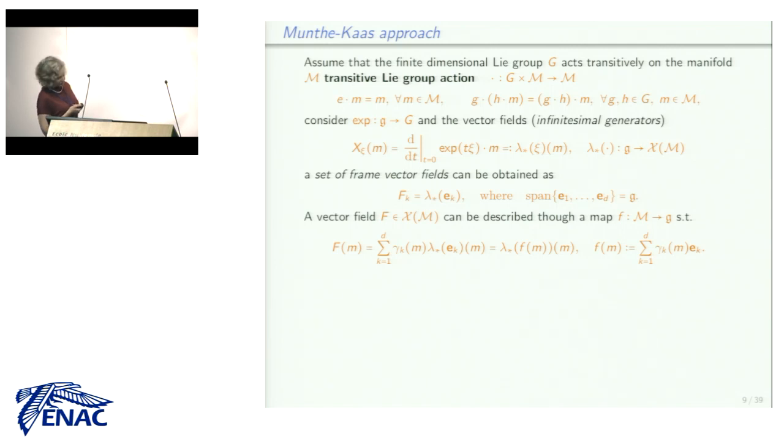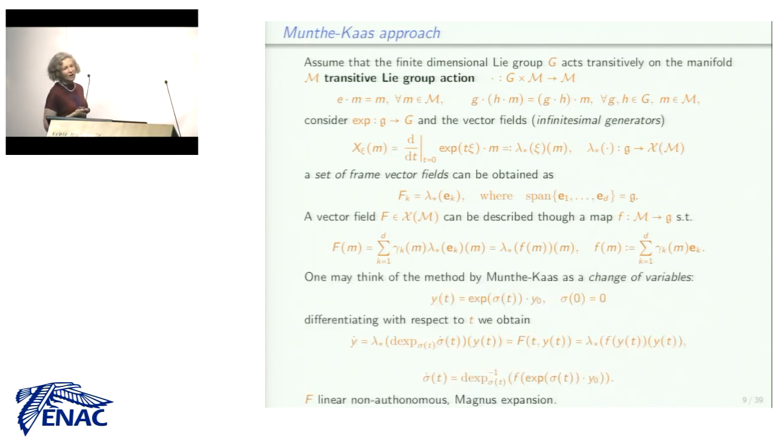But okay, let's see. So your vector field now at the point M can be expressed by means of these produced frame vector fields by means of the Lie group action. I said lambda star here is linear, so I can pull it out here. I will have a vector field of this form here, where F_M is a map that goes from the manifold to the Lie algebra. Okay, so that's the setting that Munthe-Kaas described.